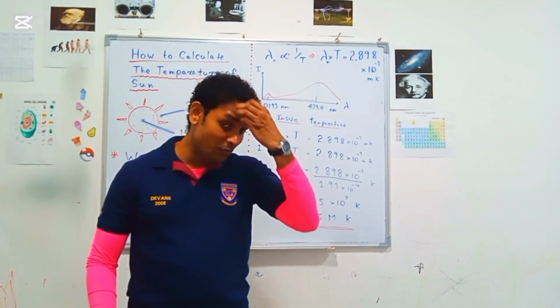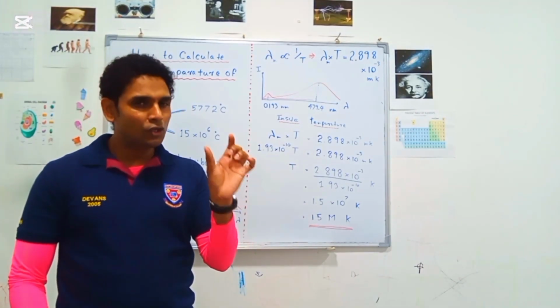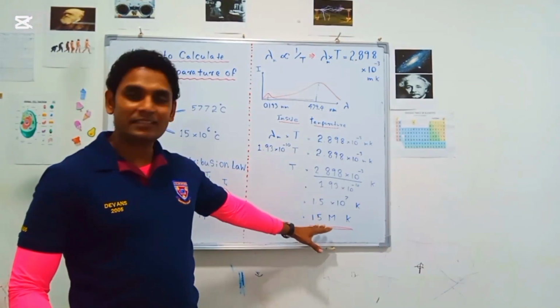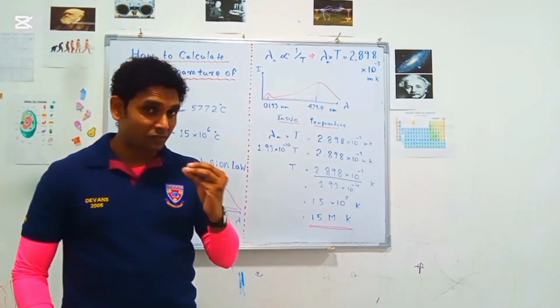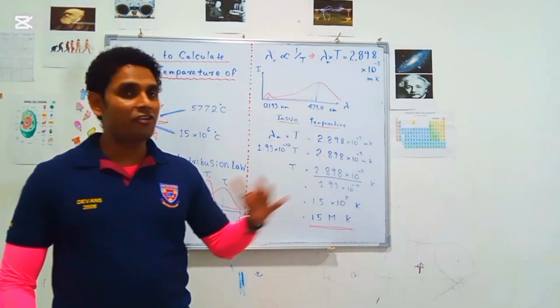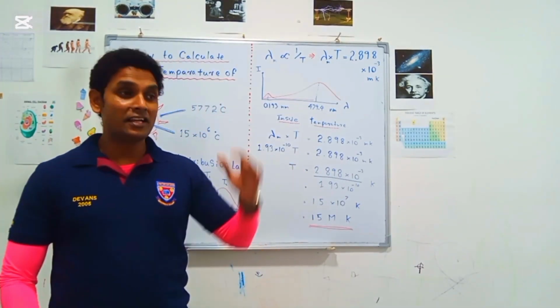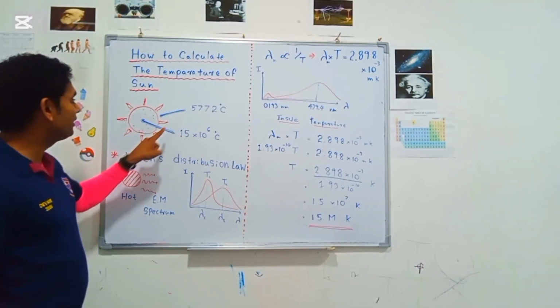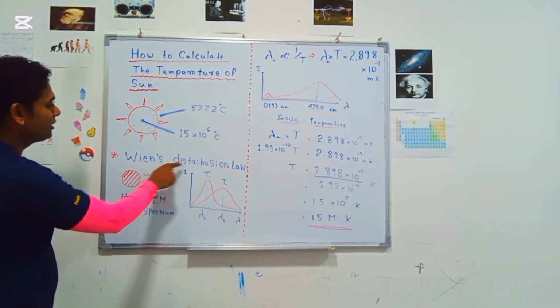Now, when the value is very huge, whether it's Kelvin or Celsius doesn't matter, because the difference is only 273. So we can take the same value as the Celsius temperature. The inside temperature of the sun can be set as 15 million Kelvin or 15 million Celsius. So this is the way to calculate the surface temperature and the inside temperature of the sun. It's very easy, very simple, using Wien's distribution law.